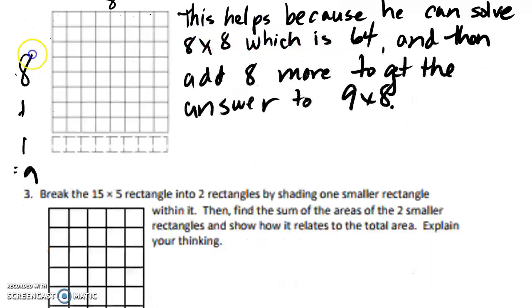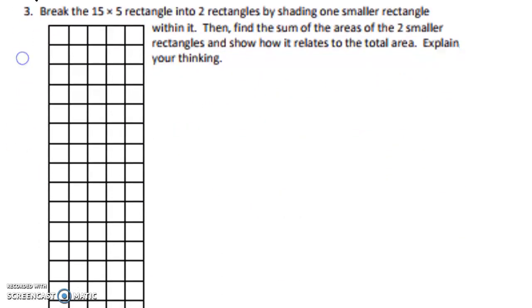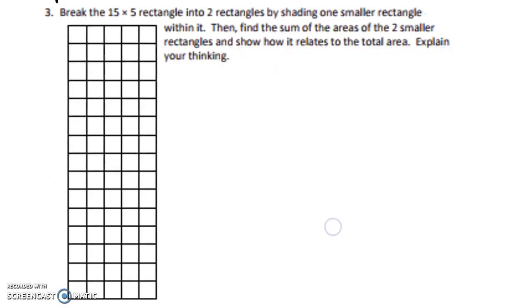All right, let's go to number 3. Break the 15 by 5 rectangle into 2 rectangles by shading one smaller rectangle within it. Then find the sum of the areas of the 2 smaller rectangles and show how it relates to the total area. Okay, so we need to break this up.